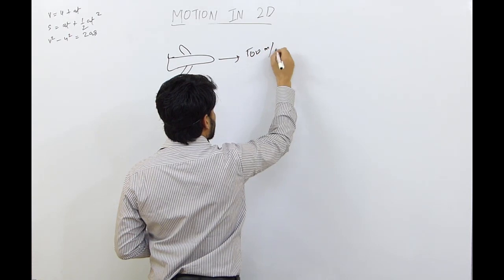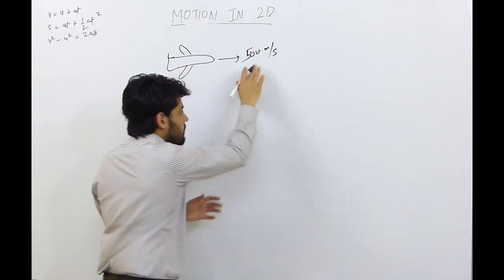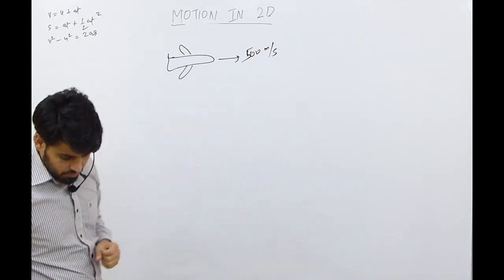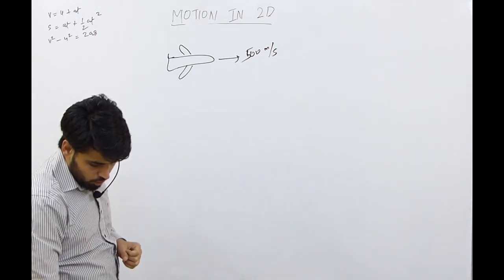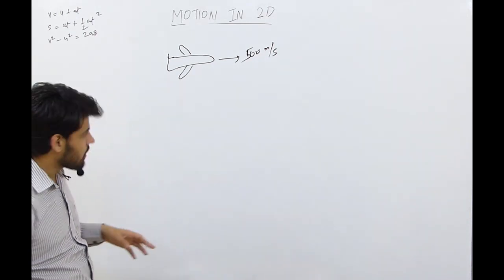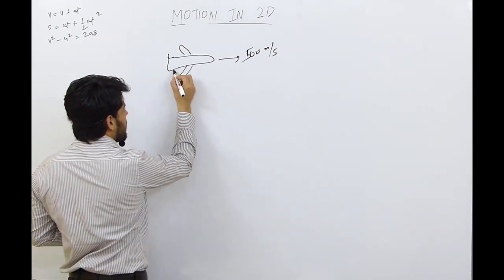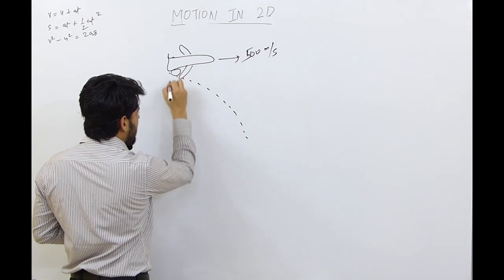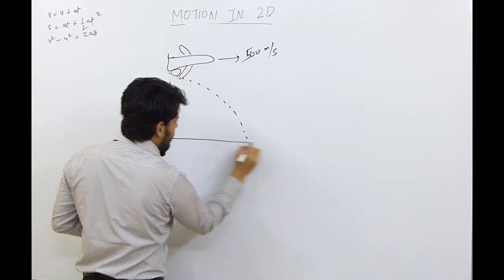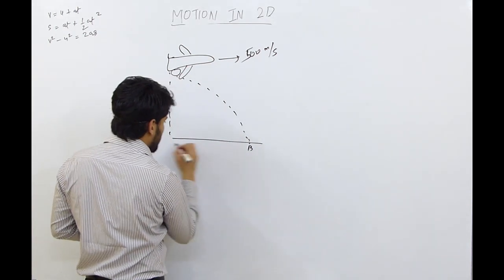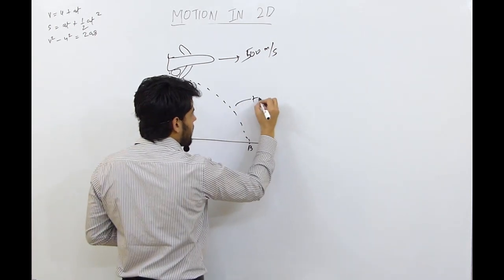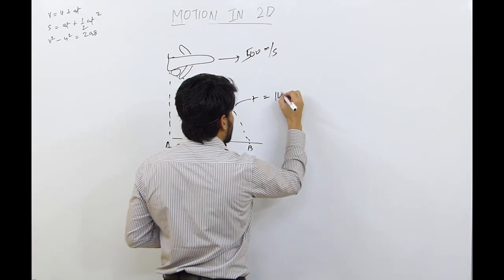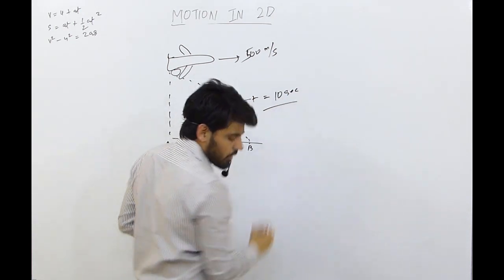It's not valid, but I don't know how it is given. It's for the numerical purpose. A plane cannot reach 500 meter per second, and a bomb released from it strikes the ground in 10 seconds. And the bomb which has been released from this plane reached the ground, the B point, in time taken t equals 10 seconds.